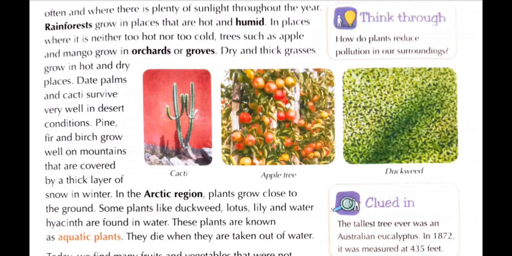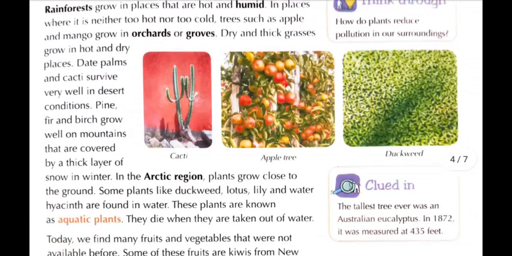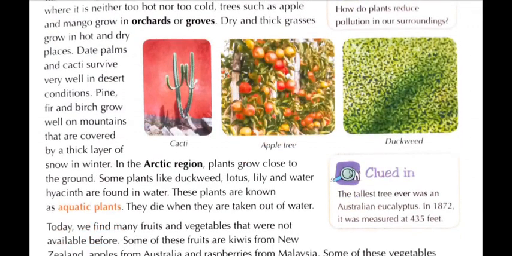In the Arctic region, plants grow close to the ground. Some plants like dogweed, lotus, lily, and water hyacinth are found in water. These plants are known as aquatic plants. So they die when they are taken out of water.